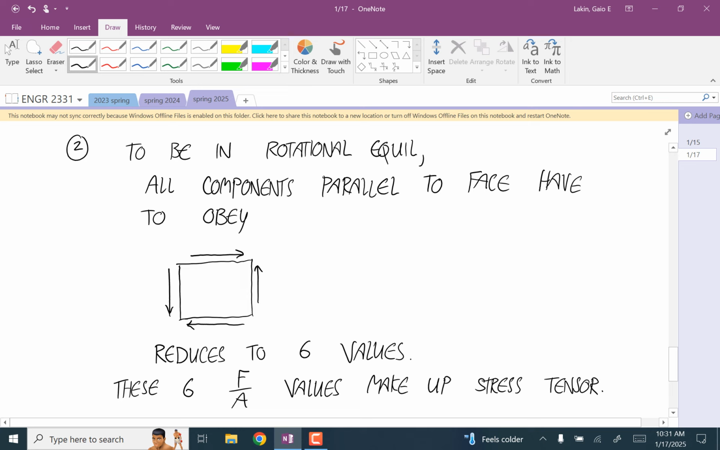Okay, and you're just ignoring the back side. And I'm ignoring the back ones because those have to be equal and opposite of the front ones for translational equilibrium. Yeah, that was the one right above this.